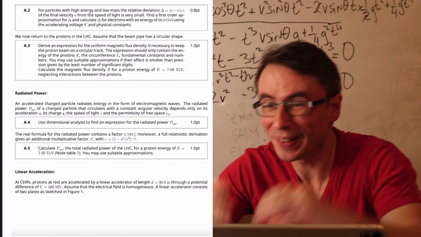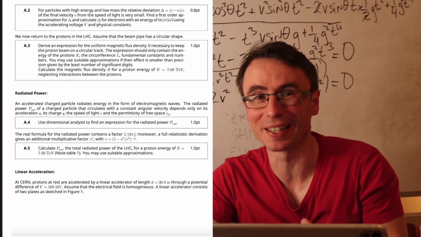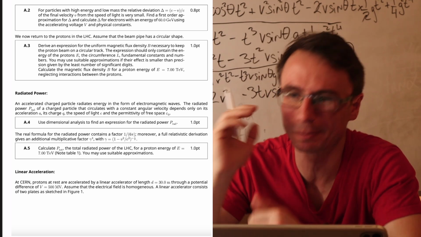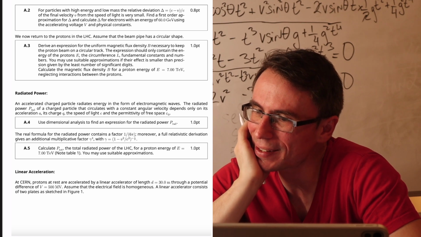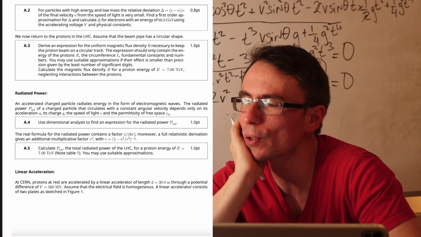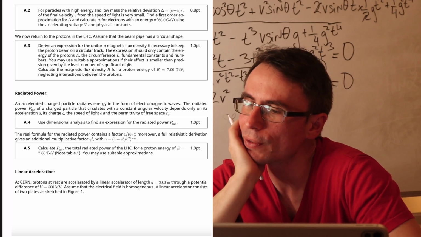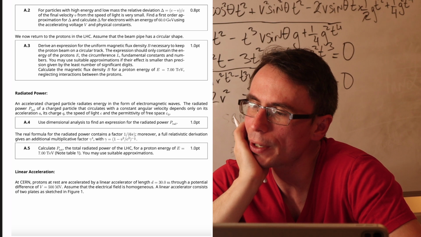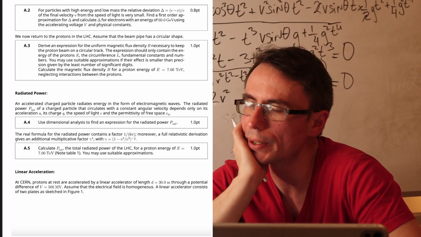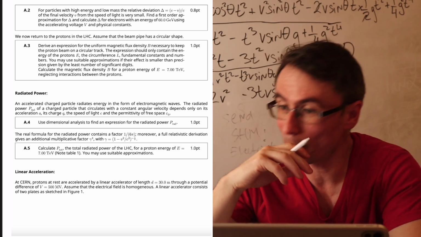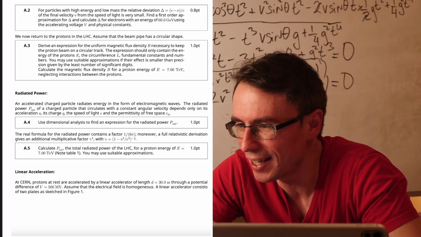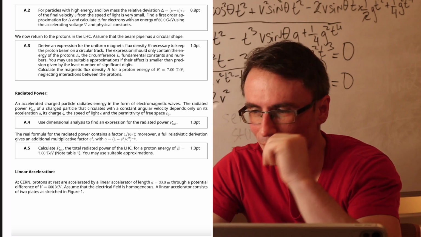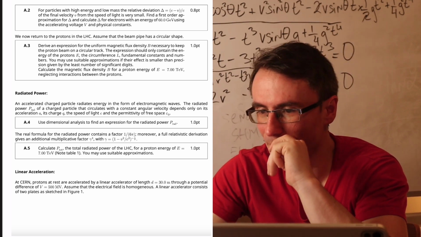So next question, this one is worth an entire point, so it's probably going to be quite hard. Well, let's see. Derive an expression for the uniform magnetic flux density B necessary to keep the proton beam on a circular track. The expression should only contain the energy of the protons E, the circumference L, fundamental constants, and numbers. You can use suitable approximations. Once again, perfect. I do love using approximations. And we want to calculate the magnetic flux density for a proton this time.